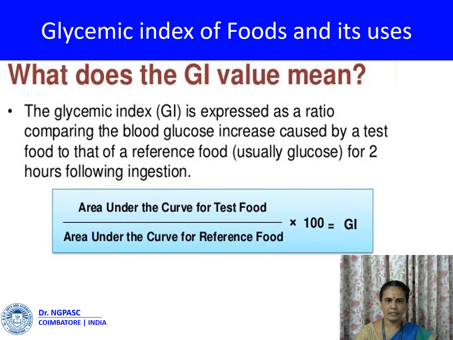What does the glycemic index value mean? How it is expressed is explained here. The glycemic index is expressed as a ratio comparing the blood sugar increase caused by a test food to that of a reference food for 2 hours following ingestion. The area under the curve of the test food is divided by the area under the curve for the reference food and multiplied by 100. The obtained value is the glycemic index of the test food.